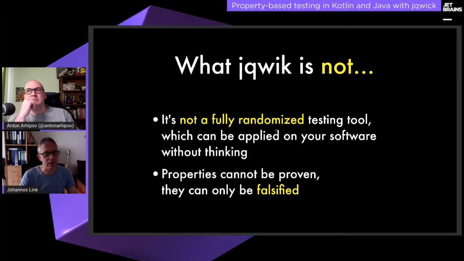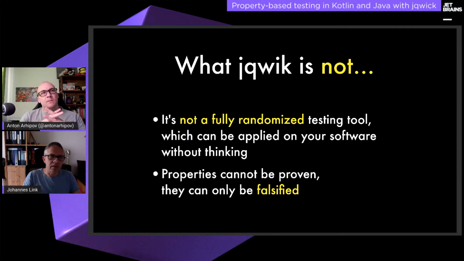It requires more thinking than example-based testing, where you also have to think about what good test cases are. Thinking about what good properties are is even more difficult and requires more analysis, to be frank. You should also be aware that even if jqwik succeeds and everything is green, you have usually not proven that your property is correct.